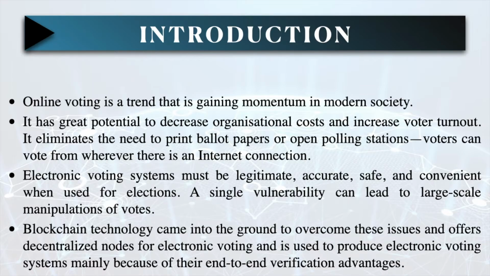In today's world the most important things are security and time. Blockchain keeps an eye on both, and it also eliminates the need to print ballot papers or open polling stations, so it helps to conserve a lot of resources. An electronic voting system must be legitimate, accurate, safe and convenient when used for elections. Even a single vulnerability can lead to large scale manipulation of votes. Blockchain technology came into the picture to overcome these issues and offer decentralized nodes for electronic voting, and is used to produce electronic voting systems mainly because of its end-to-end verification advantages.